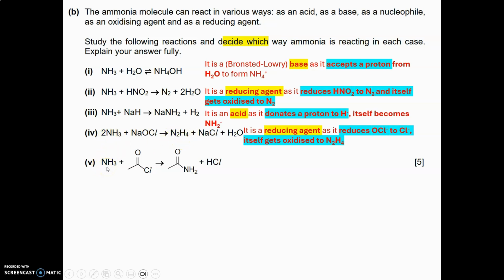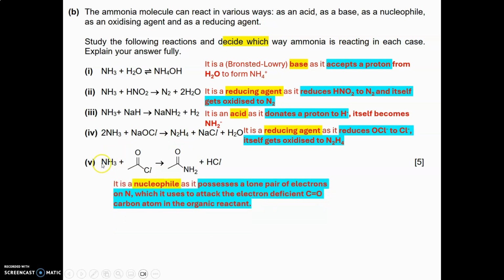Lastly, part 5, this is a nucleophile. So we know that for ammonia, the N atom actually has a lone pair of electrons. It will use a lone pair of electrons to attack the partially positively charged carbon in this compound. Because the C atom is bonded to two very electronegative atoms, which are O and Cl, it bears a partial positive charge, which makes it able to be attacked by the NH3 as a nucleophile.